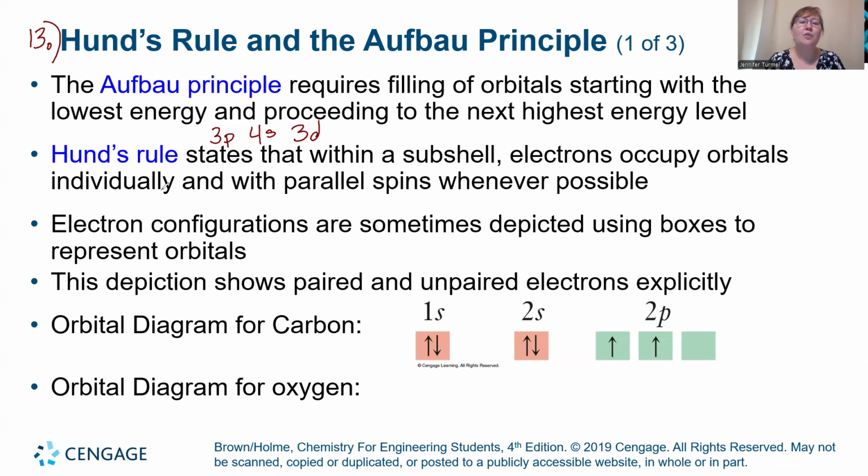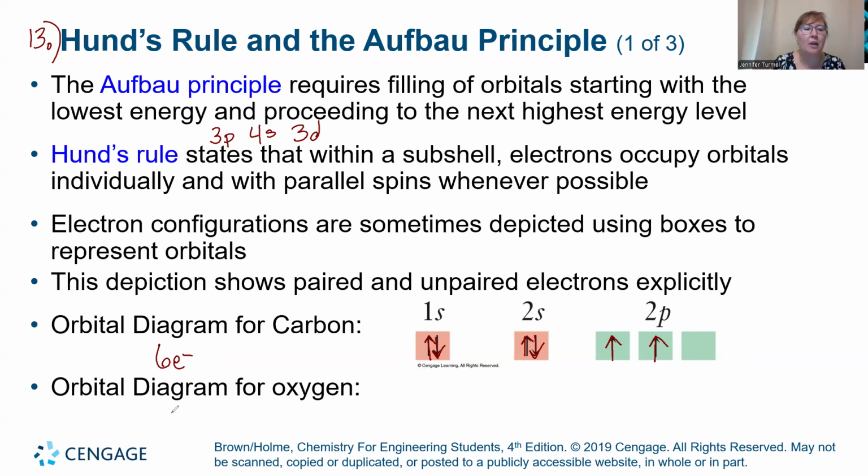The Aufbau principle tells us that that is the order that we need to work those in. Hund's rule states that within a subshell, electrons occupy orbitals individually and with parallel spins whenever possible. And what that really means is that, for carbon, if we're looking at our periodic table, carbon has 6 electrons. So it goes 1, 2, 3, 4. Now it's got 2 more electrons, and here we are in our p orbitals. There are 3 p orbitals, so they're going to go in separately first. They don't share until they have to.